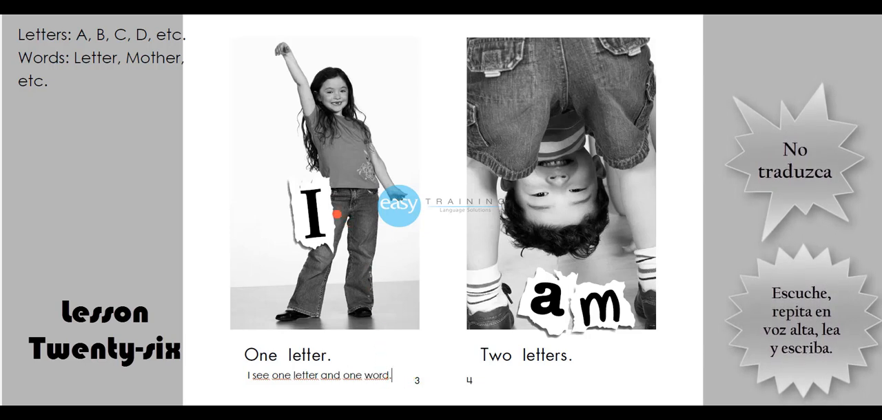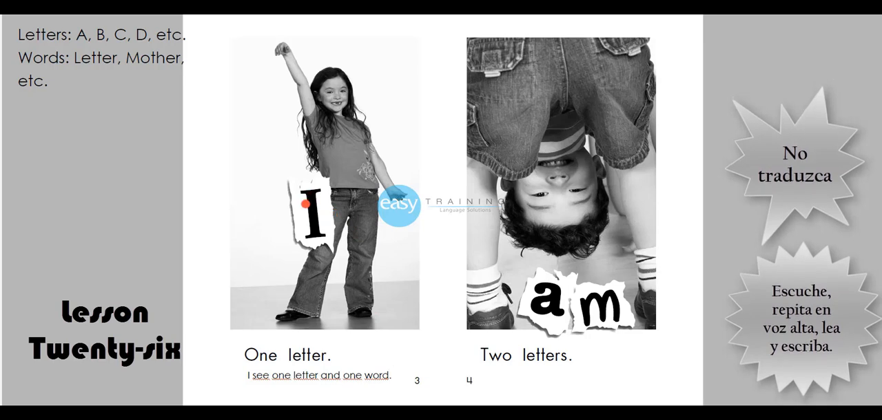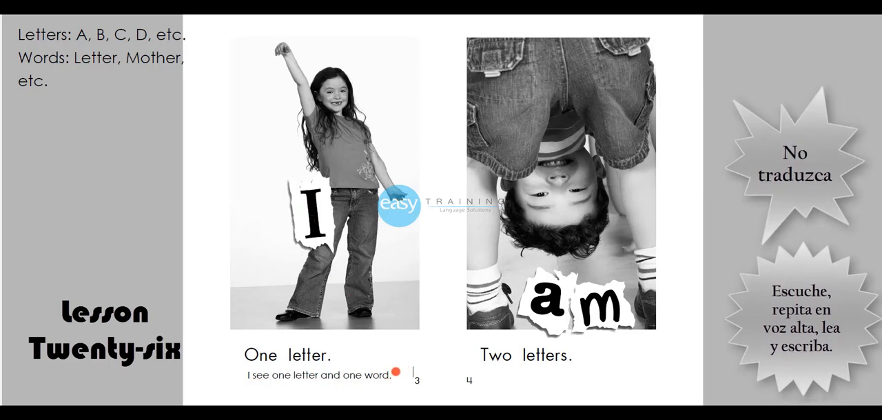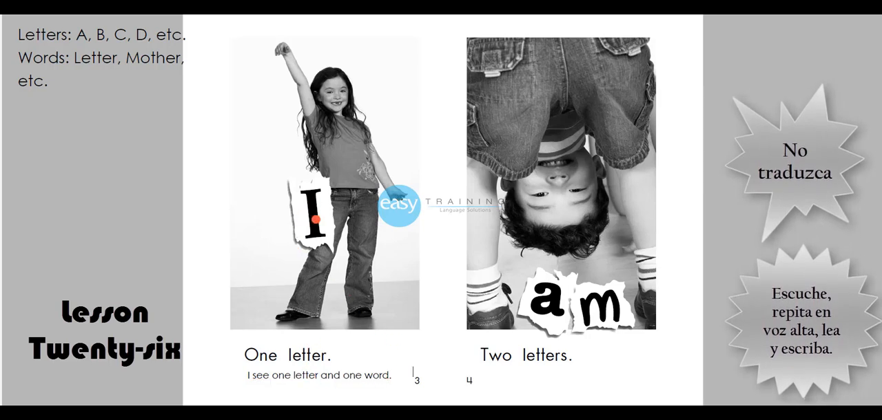Porque en este caso coincide el concepto de letter con el concepto de word. Esta letter puede ser un word. I see one letter. One letter. Letter I. And it is one word too. Next.